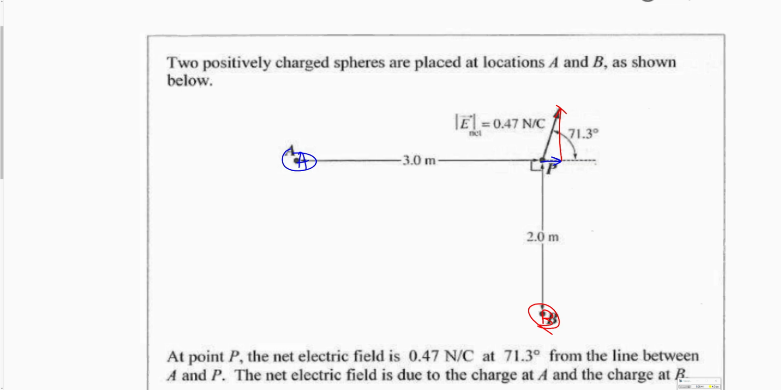We're allowed to use KQ over R squared. Not very helpful to me. What I'm going to do, I think, for this one is say, look, I'm looking for the Y component of this net field. So let's say sine 71.3 degrees is equal to the Y component over the hypotenuse, 0.47. We're just doing a vector analysis here.